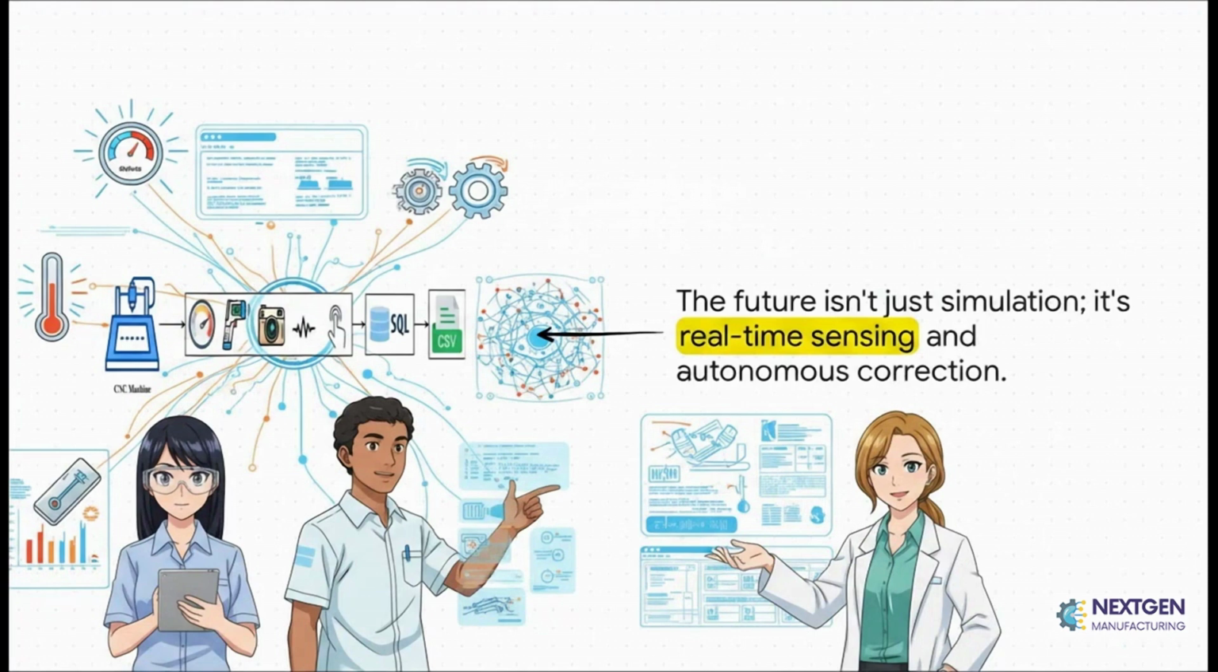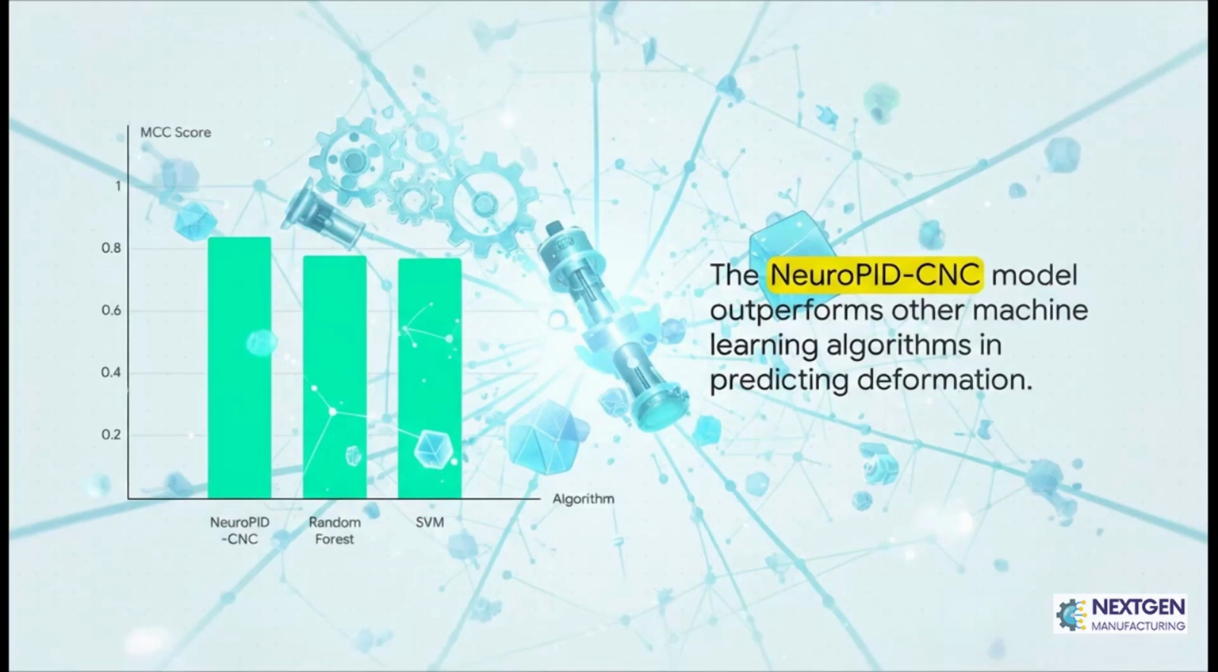And the results? They're really impressive. The research shows that this NeuroPID-CNC model, for example, is significantly better at predicting these risks than other, more conventional algorithms like random forest or SVM. I mean, look at that comparison. We're not talking about a small improvement here. This is a huge leap forward in our ability to predict errors before they happen.